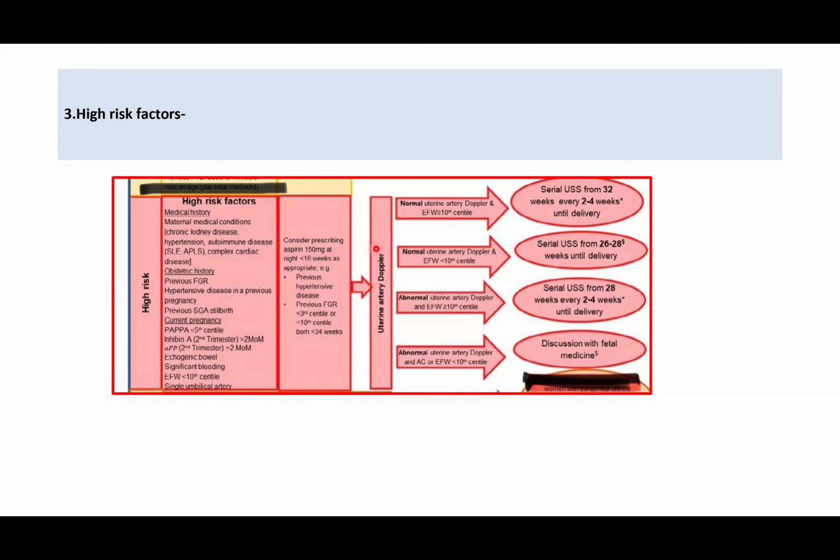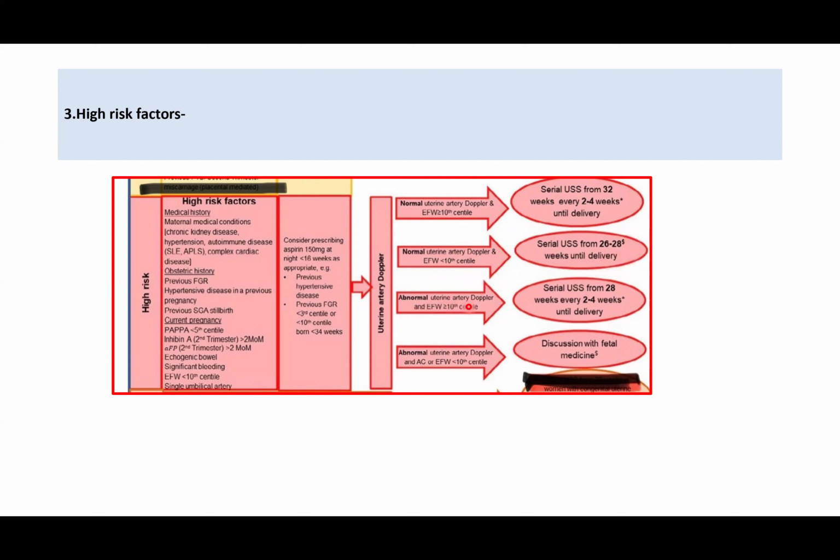Now, what about the further monitoring? So we know that uterine artery Doppler is done at the time of the mid-trimester anomaly scan. We will see if the uterine artery Doppler and estimated fetal weight are normal, that is more than 10th centile, then a serial scan is done from 32 weeks, every 2 to 4 weeks until delivery. If the uterine artery Doppler is normal, but the estimated fetal weight is less than 10th centile, then an ultrasound scan is done from 26 to 28 weeks until delivery, and this will be individualized.